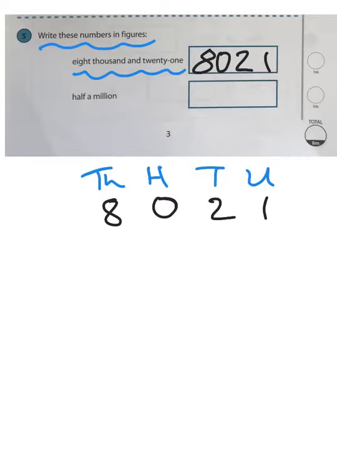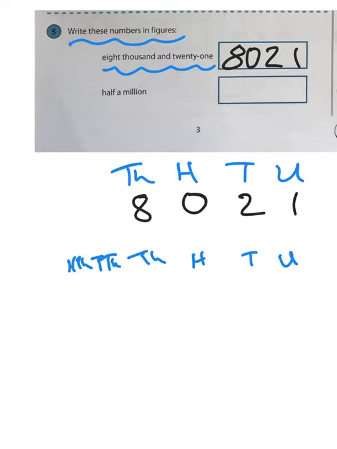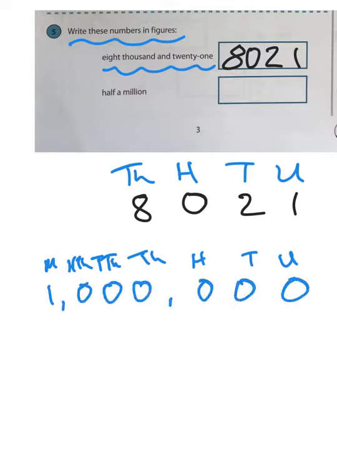Next one. Units, tens, hundreds, thousands, tens of thousands, 100,000s, millions. Oh, I can't quite squeeze it in. Move it. Millions. So if it was a million, it'd be 1. Then we put a comma every 3. There. Okay?